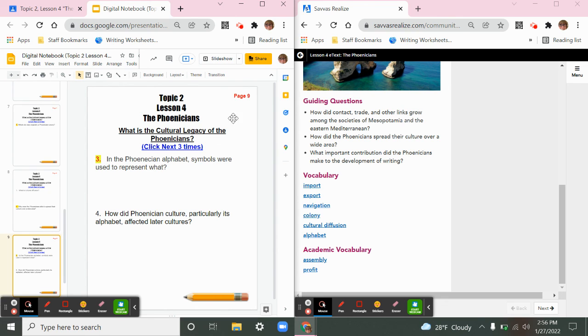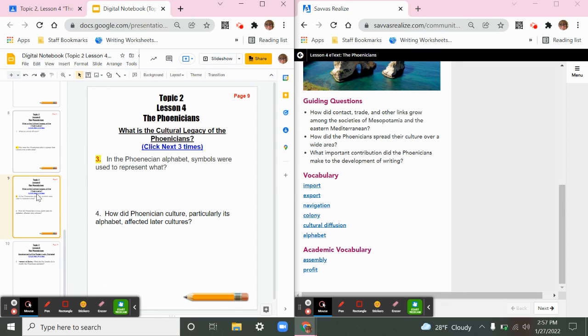And on page number 9, question number 3 will be on the quiz. In the Phoenician alphabet, symbols were used to represent what? Again, you'll have to click next 3 times, and then you can find the answer in the writing. And with all that, if we get all this done, you'll be ready for the quiz.